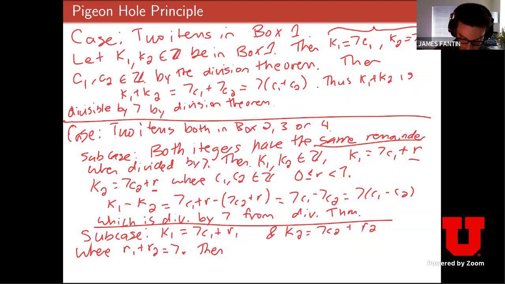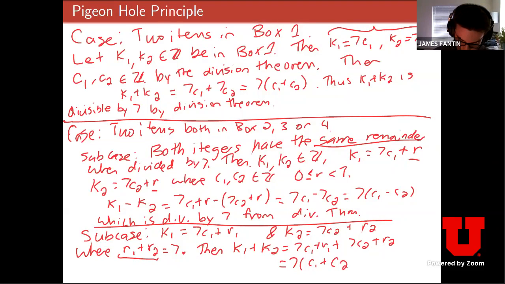Then here we can look at the sum of the values because we want R1 plus R2 equal to 7. So if we look at the sum of K1 plus K2, then we get 7C1 plus R1 plus 7C2 plus R2. That'll be 7 times C1 plus C2. Remember, R1 plus R2 is equal to 7. So that'll be plus 1. And this is divisible by 7, from the division theorem.